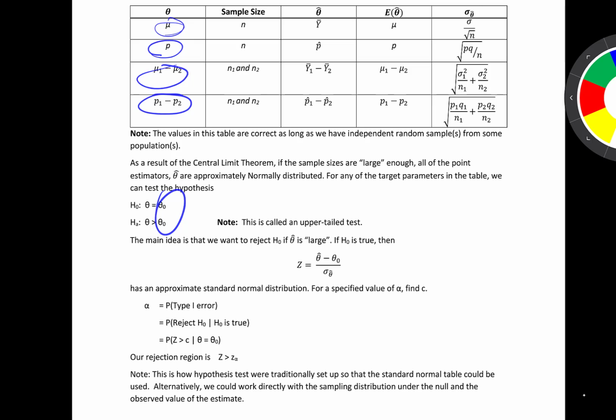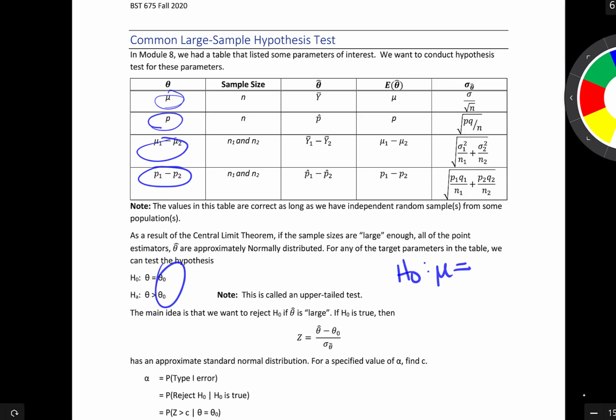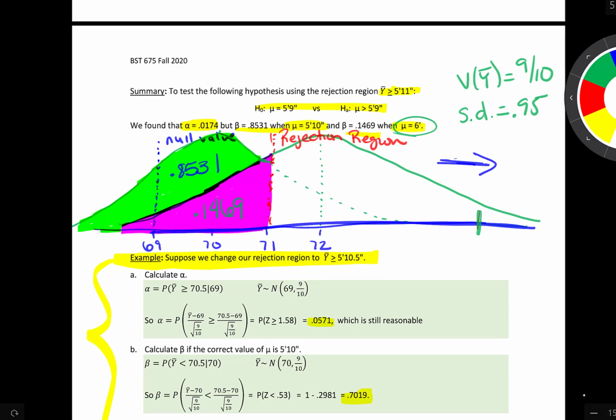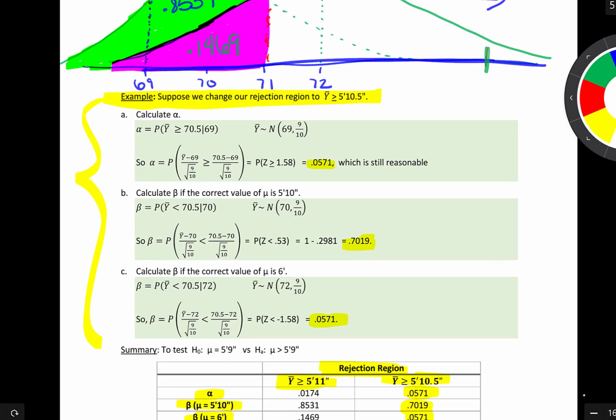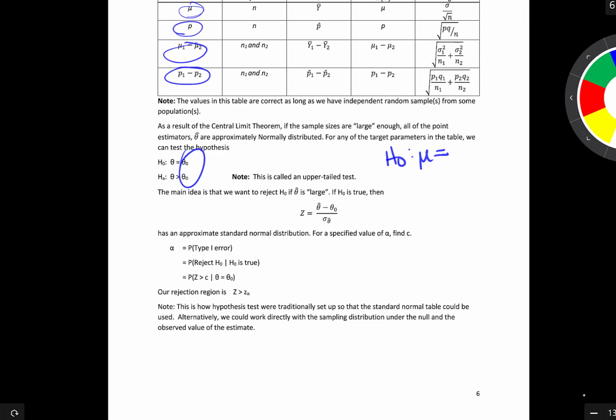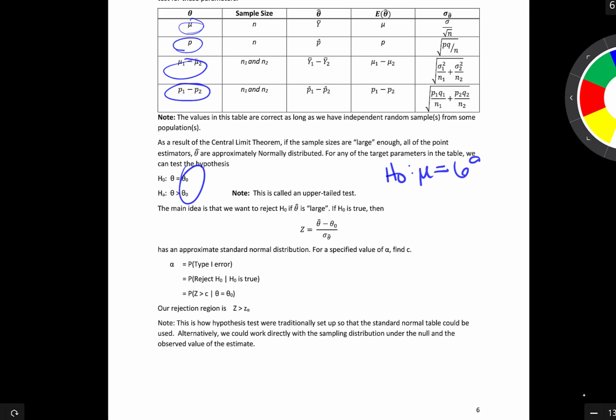In our previous example, our hypotheses under the null were that mu was equal to 5'9", which was 69 inches. So here, your theta is the mu and your theta naught is the 69 inches. Now this particular test we're looking at here is an upper tail test, and the reason for that is we have theta greater than theta naught, but of course we could look at left tail or two tail tests, and we'll have a summary of those here in just a moment.